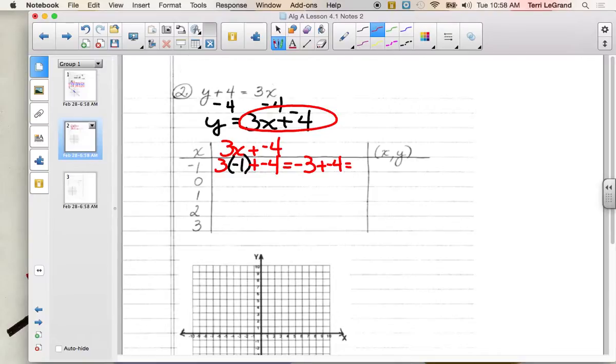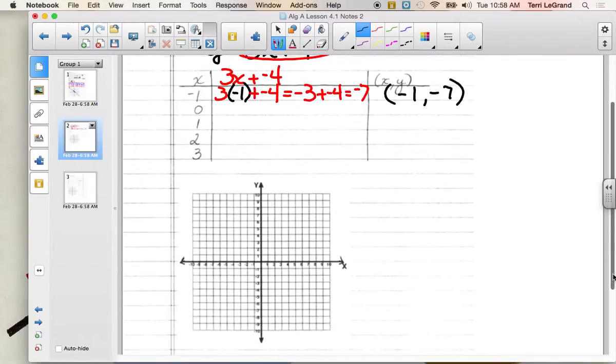And what's that equal? Negative 3 plus negative 4. So you borrowed $3 from somebody, now you borrowed another $4. How much do you owe them? Negative 7. So we have the ordered pair negative 1, negative 7. We'll put that on your graph. Negative 1, negative 7: 1 to the left of the origin, 7 down.